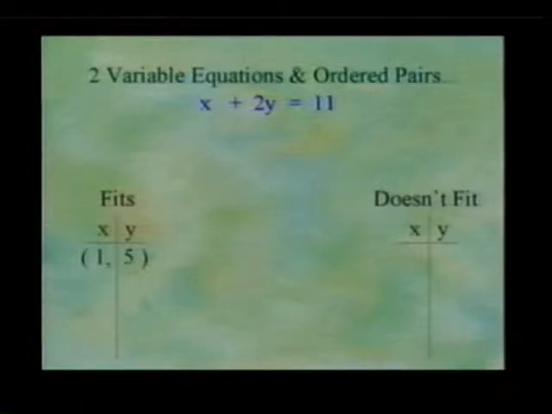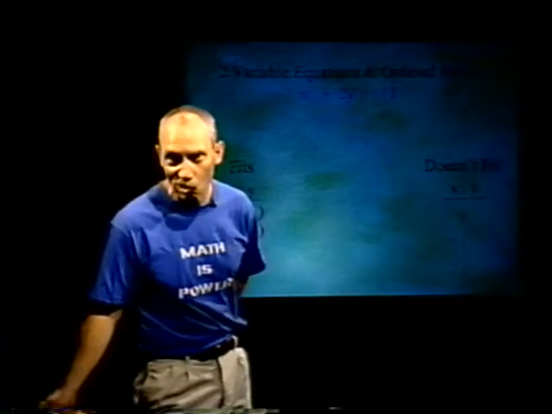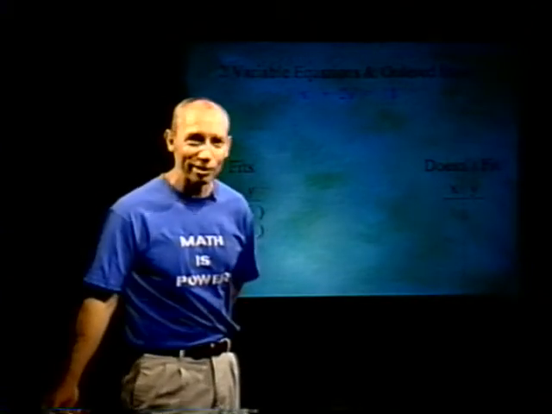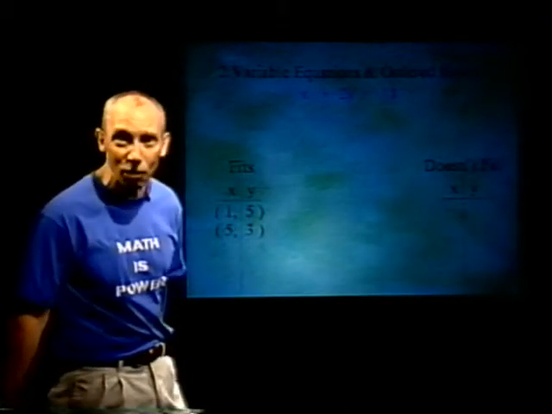Let's look at another one. (5, 3). Let's see if that one fits in. Now, once again, alphabetical order. The 5 goes in for the x, and the 3 goes in for the y. 5 plus 2 times 3. Let's do the 2 times 3 first and get a 6. So 5 plus 6 equals 11. Okay, so that one fits as well. And you might think at this point, oh, they all fit, that's no problem, everything fits. Well, I think you're going to find most don't fit.